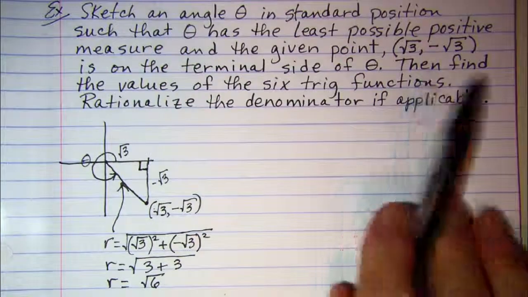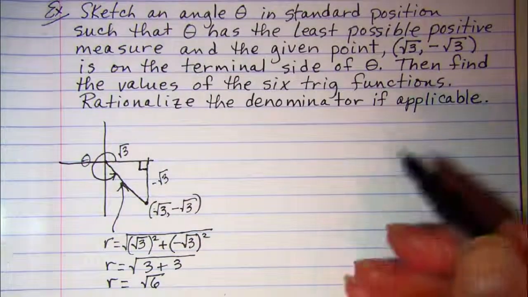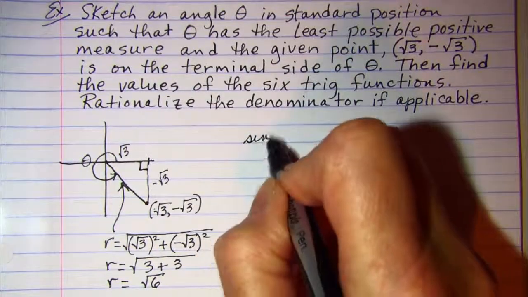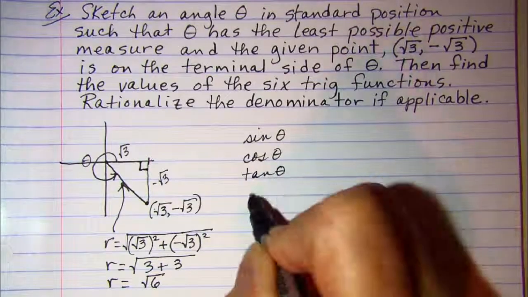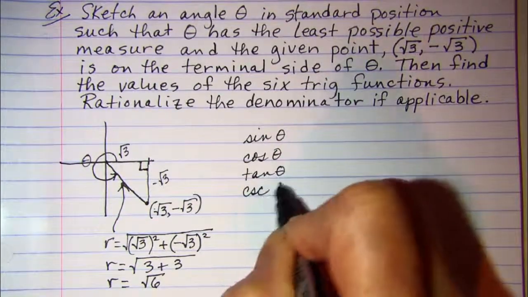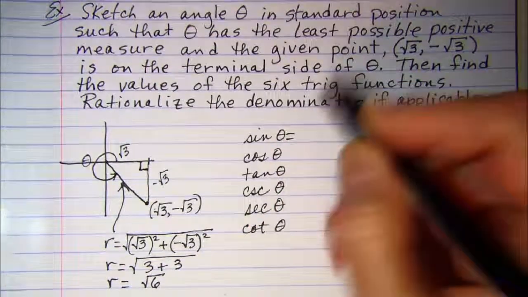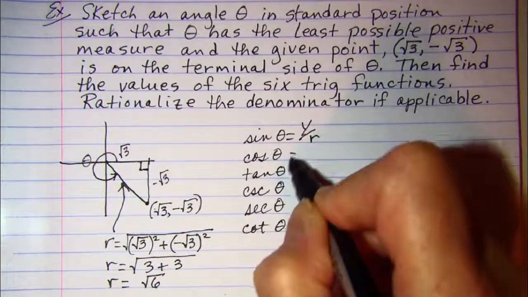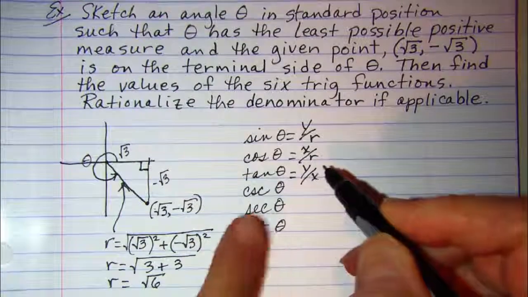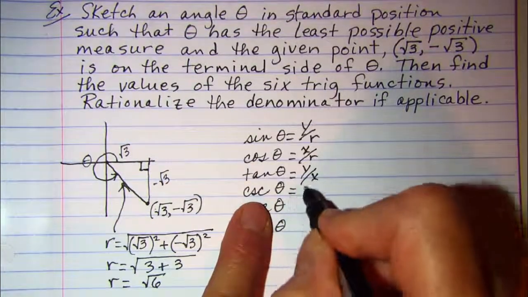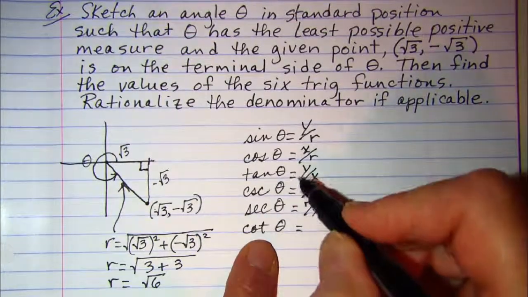And now let's continue. It says, then find the values of the 6 trig functions and rationalize the denominator if applicable. So, sine theta, cosine theta, tangent theta, reciprocal of sine cosecant theta, secant theta, and cotangent theta. Sine is defined as y over r. Cosine is x over r. Tangent is y over x. Then cosecant is the reciprocal of sine, so r over y. Secant is r over x. Cotangent is x over y.